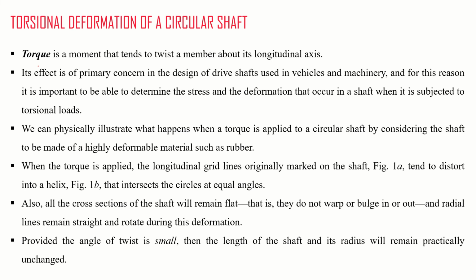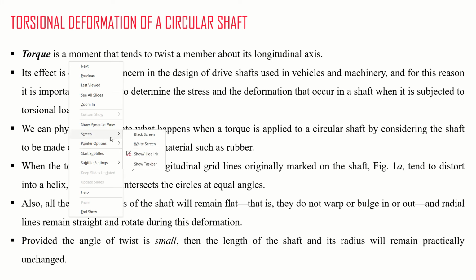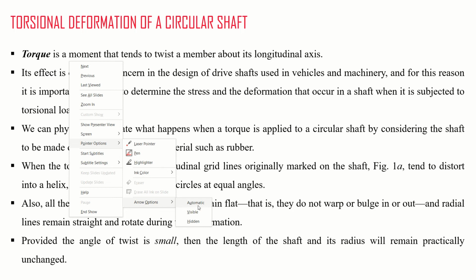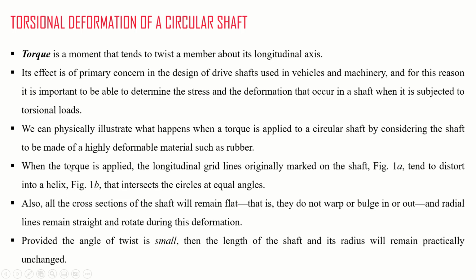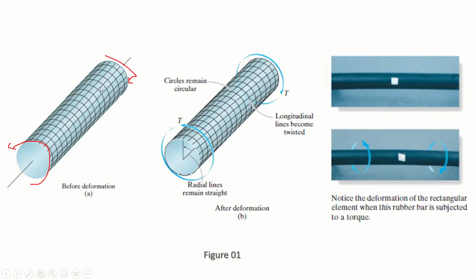When the torque is applied, the longitudinal grid lines originally marked on the shaft tend to distort into a helix. So let me show you again. See, these longitudinal grid lines are turned into a helix, where here the dimension is small and here the dimension is large, right? See here.